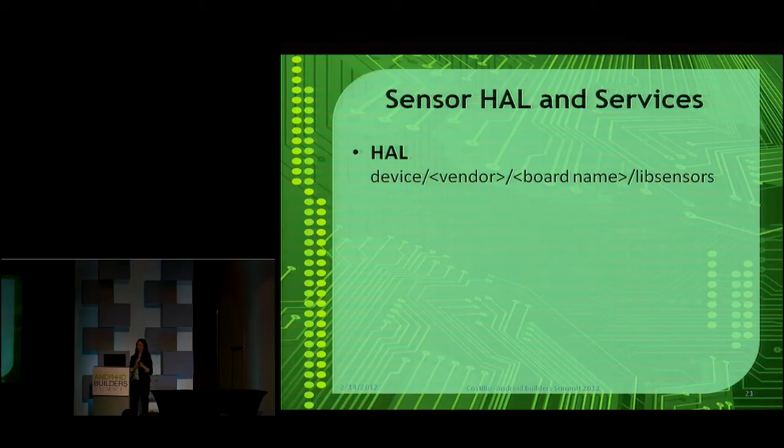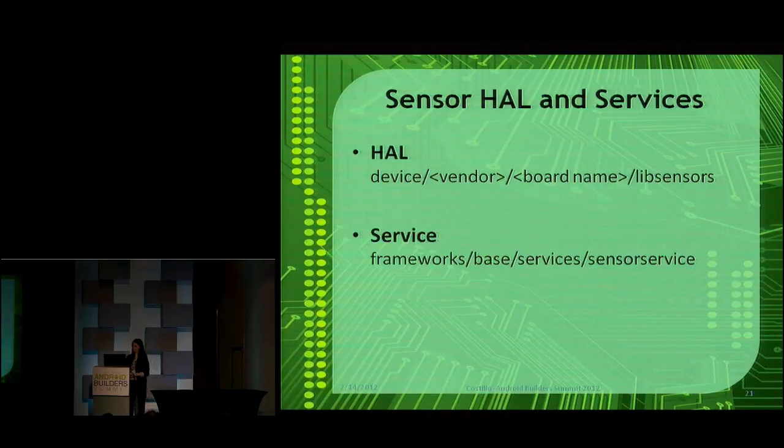It's located in your device, vendor name, board name, libsensors. Some reference designs are now putting that in their vendor directory. I'm not going to tell you how to design a HAL on there. There's plenty of examples, most notably the Samsung Crespo one that's for the Nexus S that provides an excellent baseline for you to work from. Other places: your sensor services are located in the frameworks, base services, sensor service, and the sensor manager.